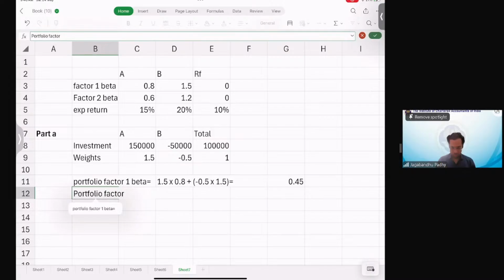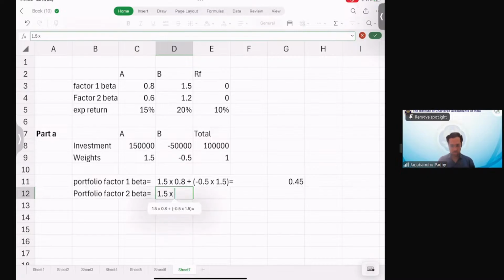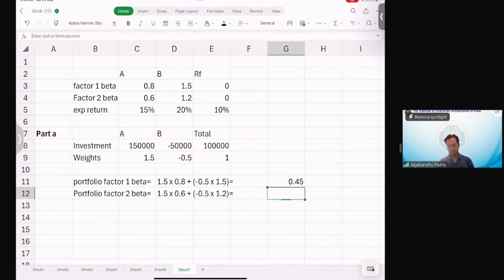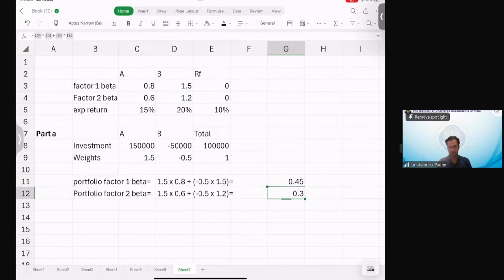Then portfolio factor 2 beta will be 1.5 weightage into beta of 0.6 plus minus 0.5 into 1.2. This gives us the factor 2 beta as 1.5 into 0.6 plus minus 0.5 into 1.2, which is 0.3. Right?